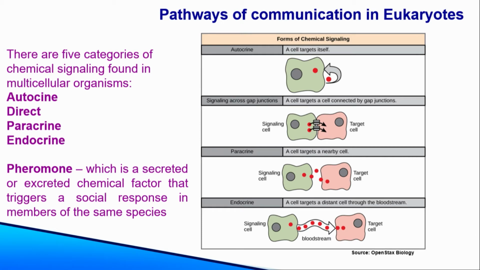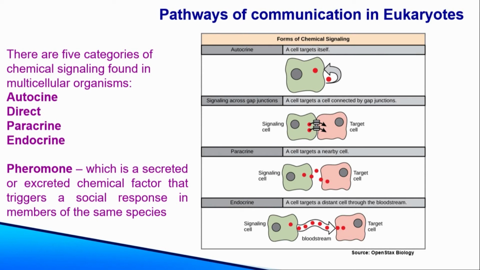In paracrine, a cell targets a nearby cell, that is, a cell secretes the molecules into the environment or space, and then they percolate or reach the target cell. This is how the sensory cells function. And in endocrine signaling, a cell targets a much more distant cell through the bloodstream. For example, hormones are released directly into the bloodstream and then target cells at distant places. Other than this, pheromones are also secreted or exuded chemical factors that trigger a social response in members of the same species.